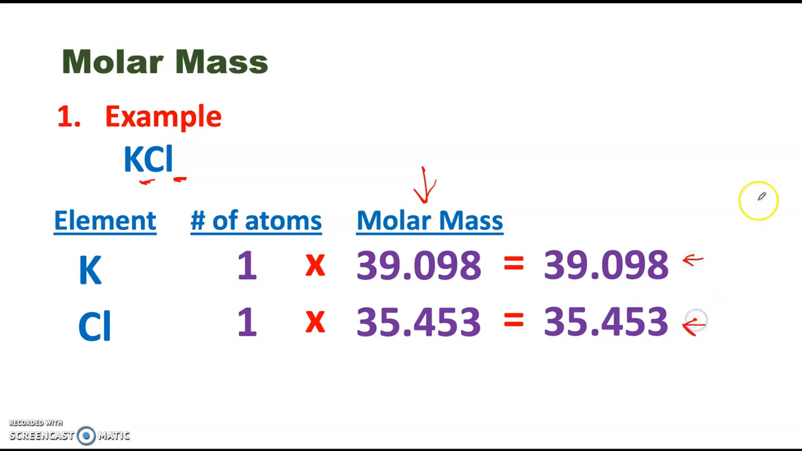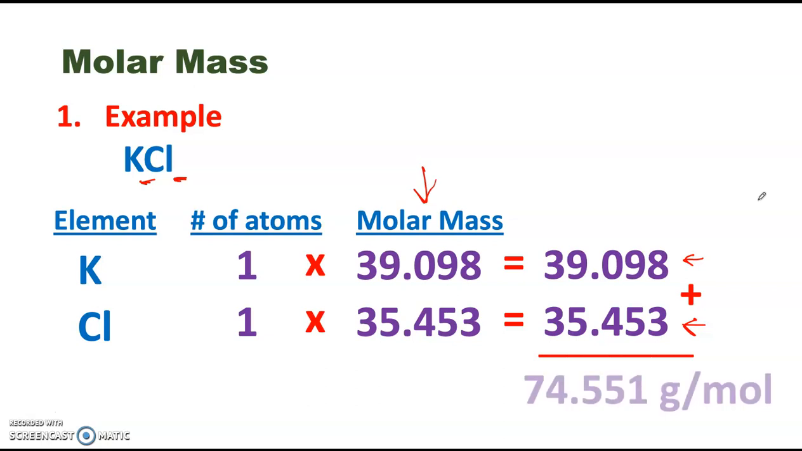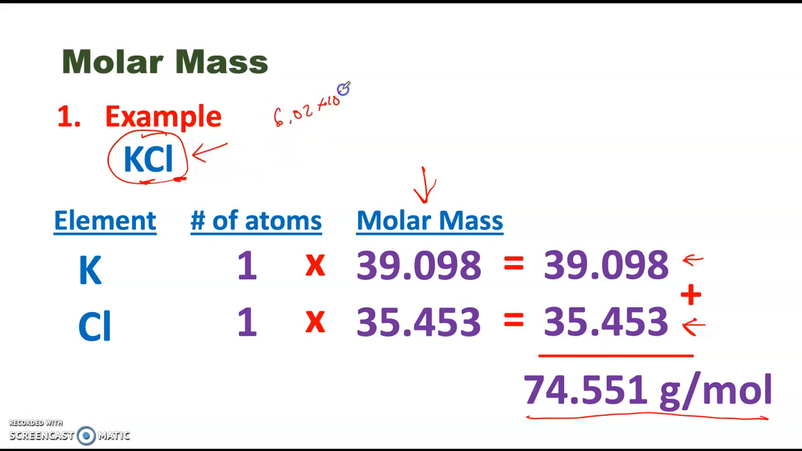Chlorine makes up this much of the mass. Now what I got to do is I got to add them together. And when I add them together, I get this number. This number is the mass of 1 mole of KCl. So if I want to weigh out 1 mole, or if I want 6.02 times 10 to the 23rd formula units of this compound, I would go to a scale and I'd weigh out this much of it. That would get me 1 mole.